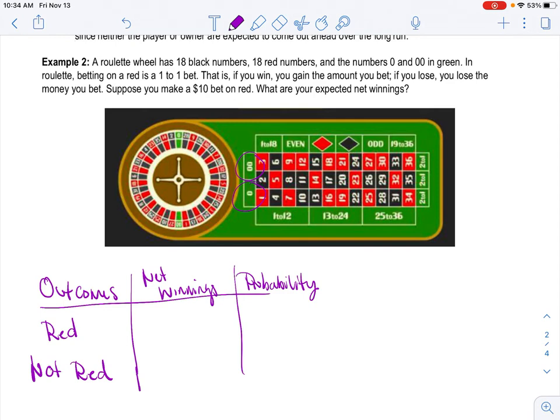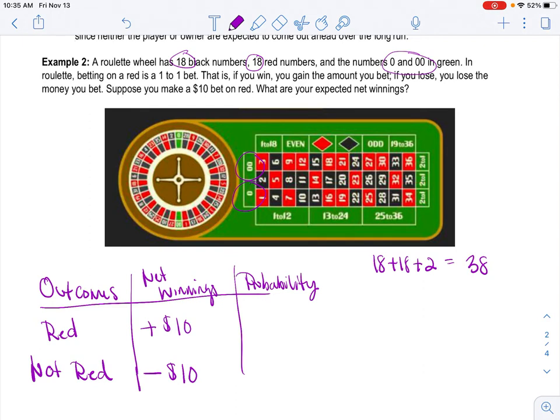Now, if you land on a red, you will be up $10. And that's why I said net winnings. So we're not taking into effect that we put down $10. We're going to win that $10. Then if you don't win on a red, we're out $10. That whole 1-to-1 bet thing. Now, if we have 18 black, 18 red, and then 2 of these guys total, we have 38 possibilities.